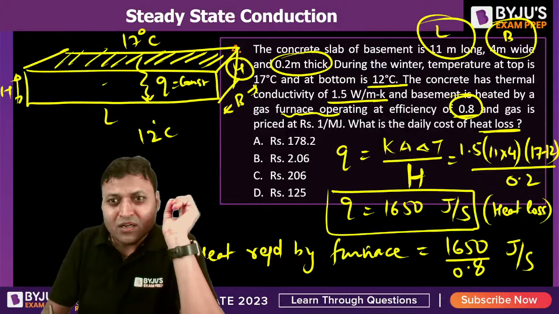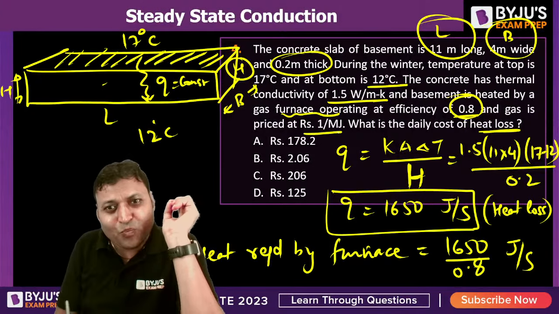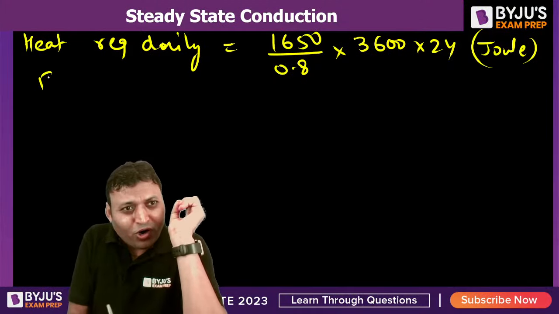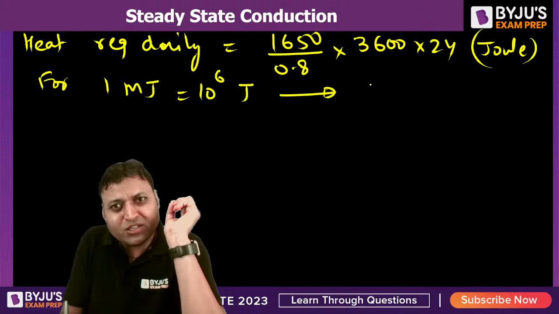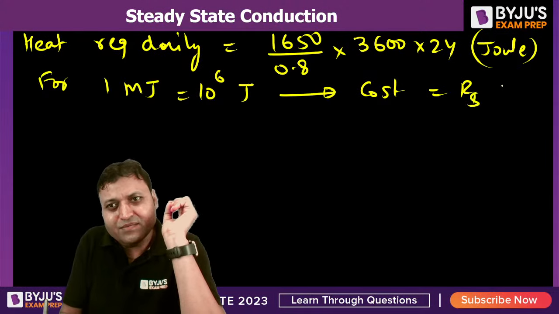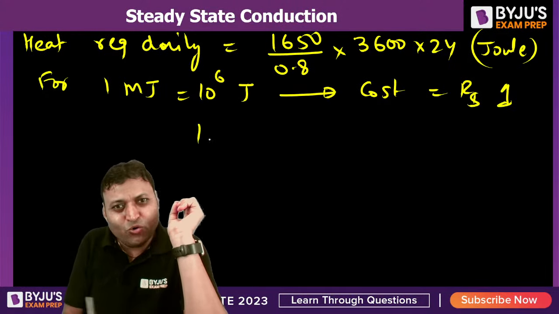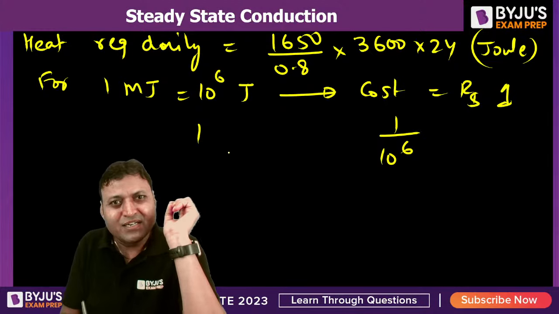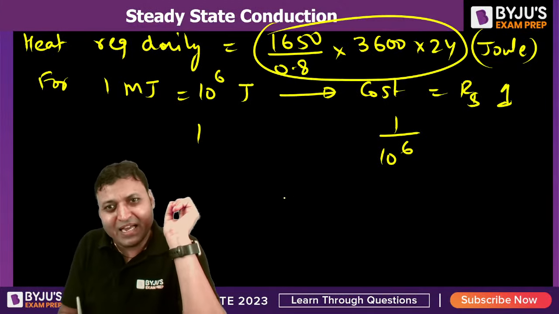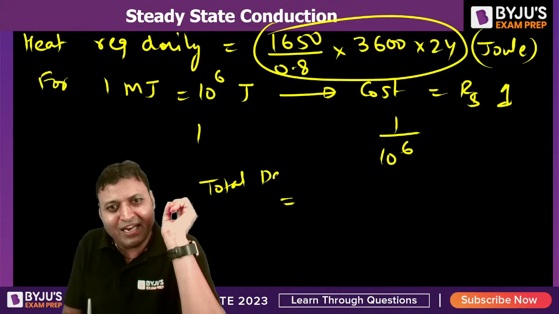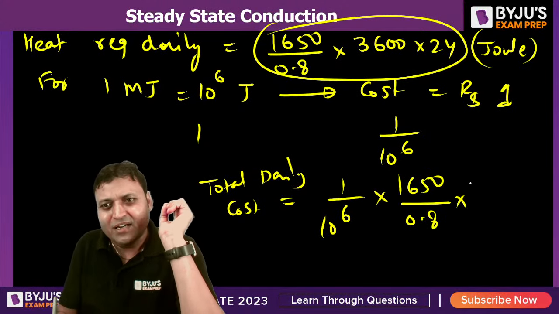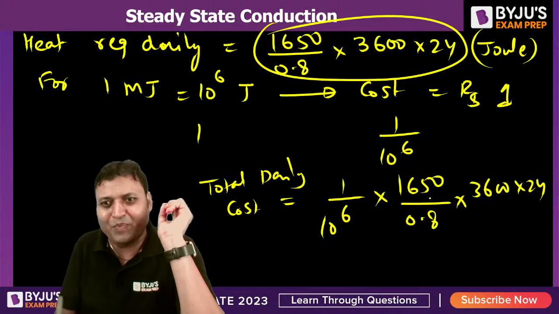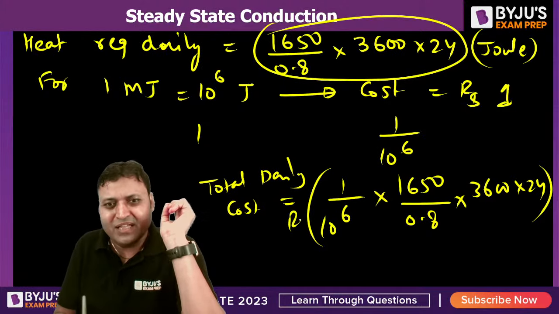And because gas is priced at ₹1 per megajoule, so for 1 megajoule, that is equal to 10 to the power 6 joule, the cost will be ₹1. For 1 joule, it will be 1 by 10 to the power 6. And for this much joule, the total daily cost will be equal to 1 upon 10 to the power 6 into 1650 by 0.8 into 3600 into 24. That will give you the answer.